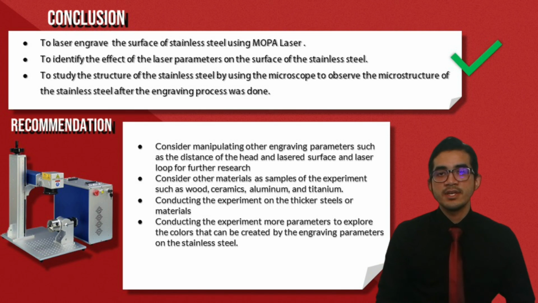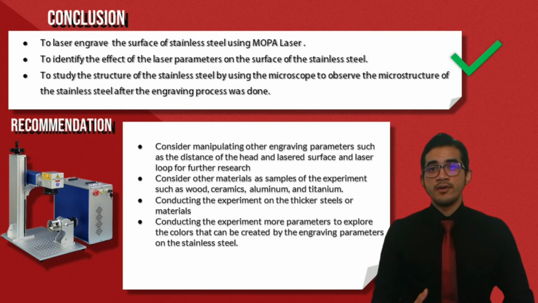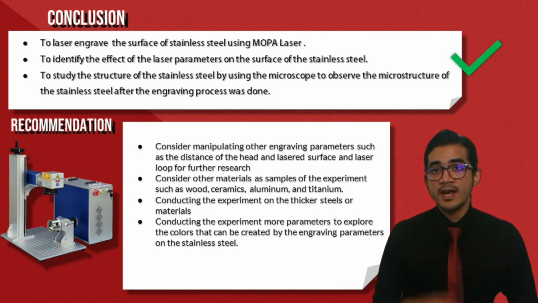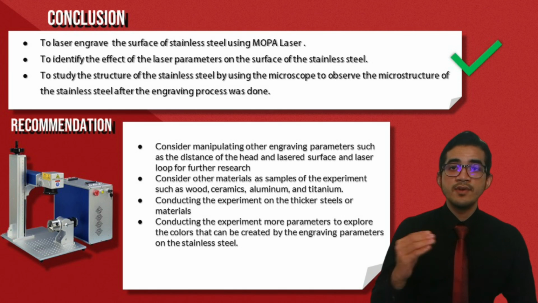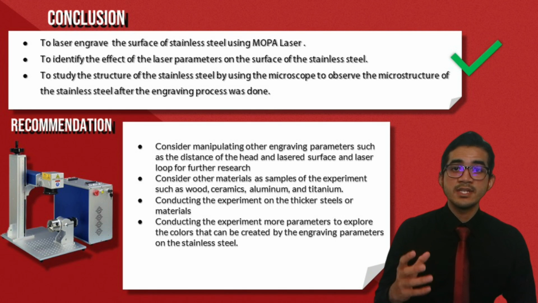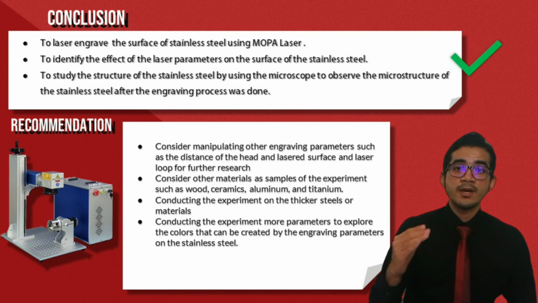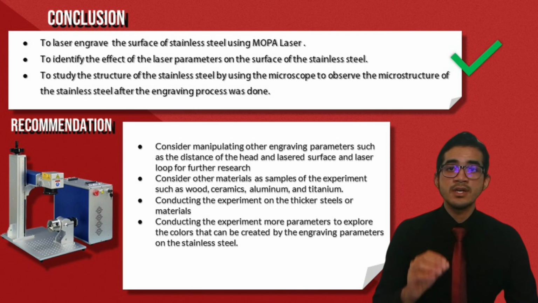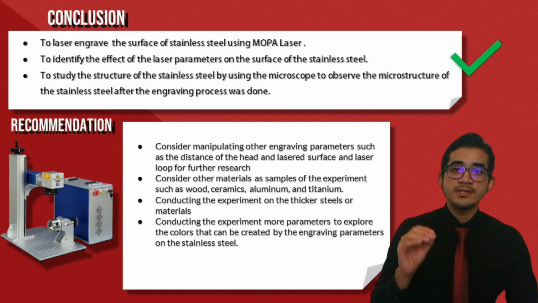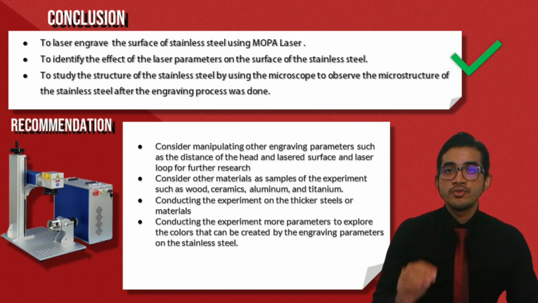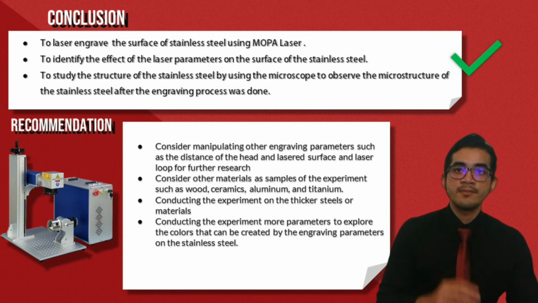And next, for experiment 2, I can conclude that the higher the power, the higher the value of the surface roughness data will become. It is due to the fact that when the power is high, the tendency to melt the surface is high.